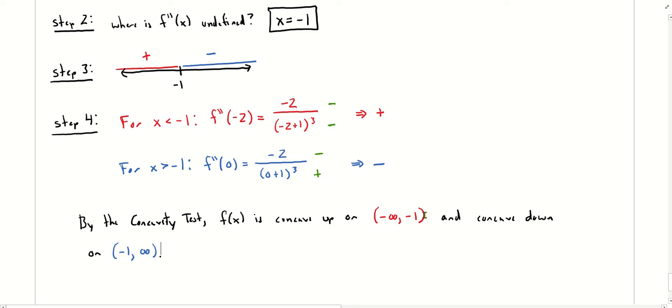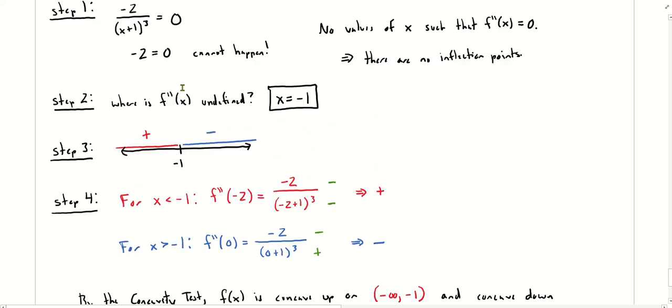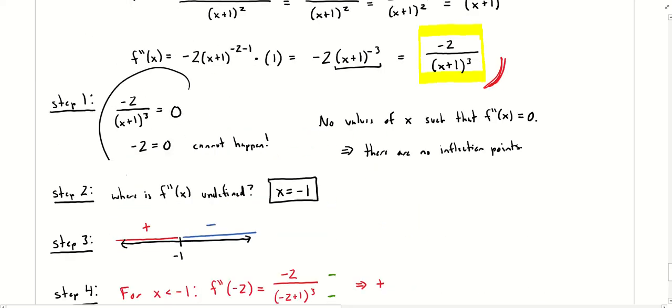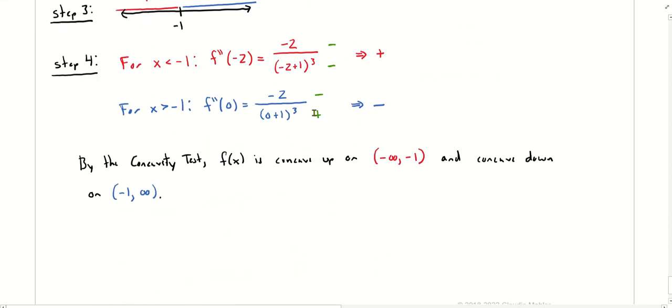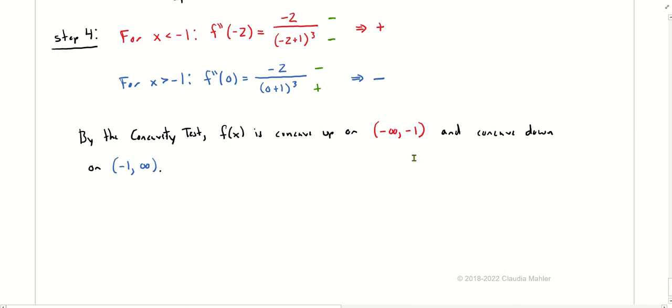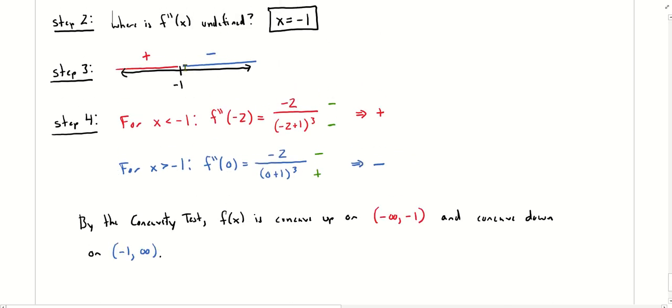So notice I'm not including the negative 1. Technically, the negative 1 is not an inflection point because it is not a place where the second derivative is 0. It's actually a place where my second derivative is undefined. Because my second derivative is undefined there, I don't want to include that in my intervals here because I can't assess concavity where the second derivative is not defined. So I can't assess it at negative 1. So I don't want to include it in either interval, hence the open brackets.